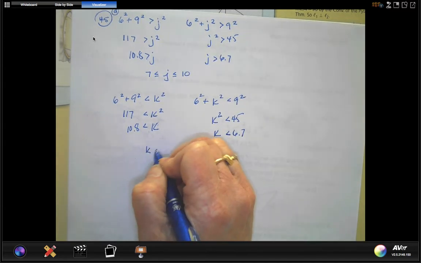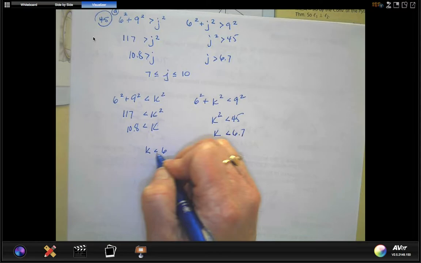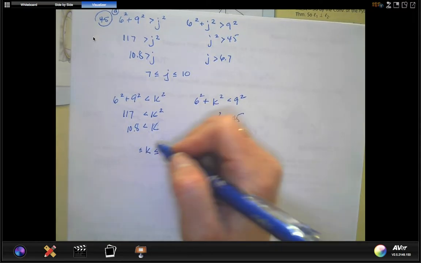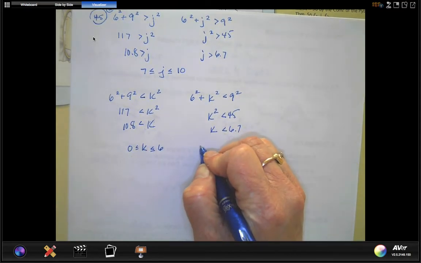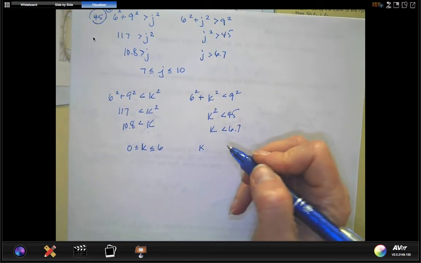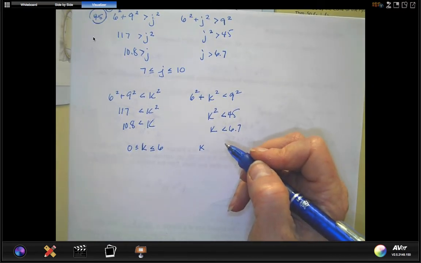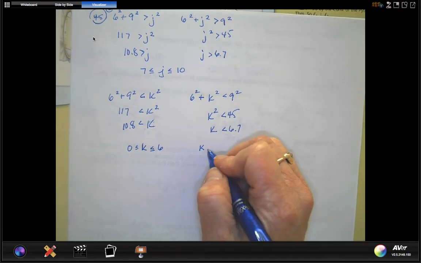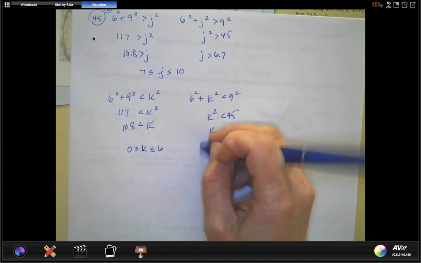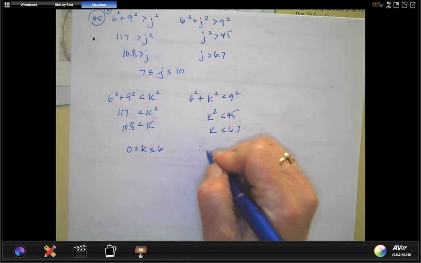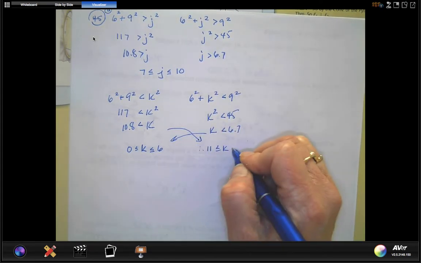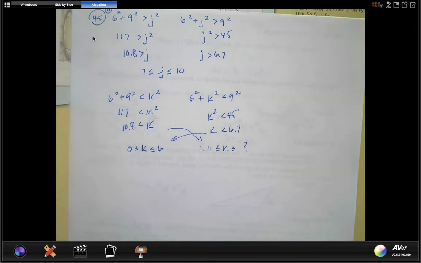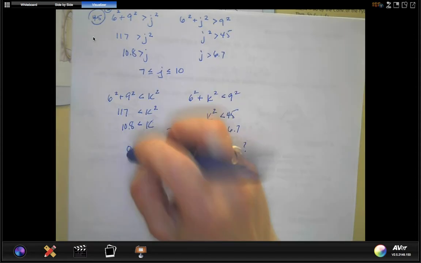So k could be less than 6 or equal to it, obviously, but on the other end it has to be greater than 0. Or k could be between, so k could be 11, sorry, I should do this differently. And then what is that number up there? And this actually might not even be 0 either, because this one is a little bit of a pain.